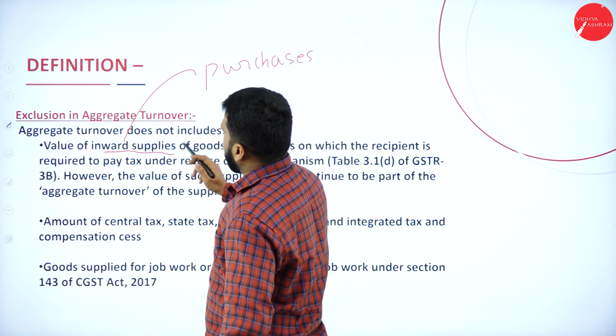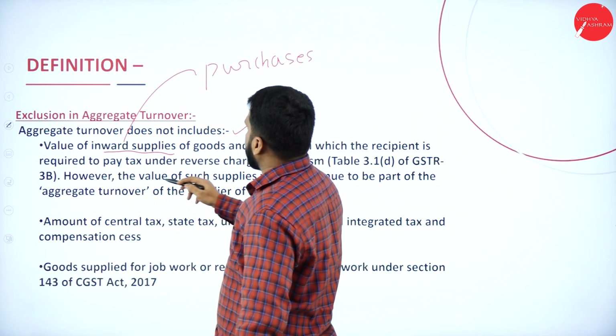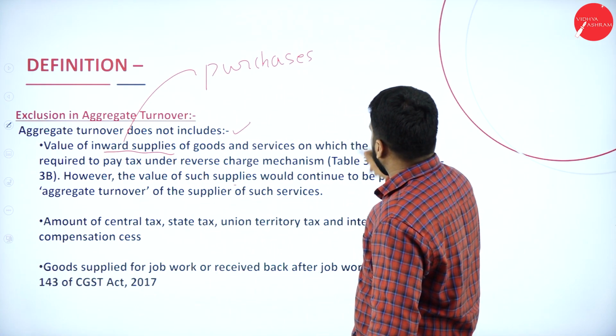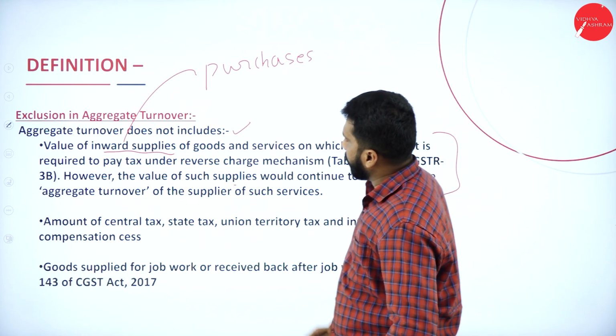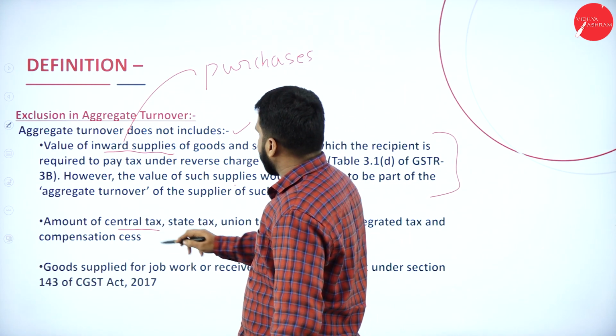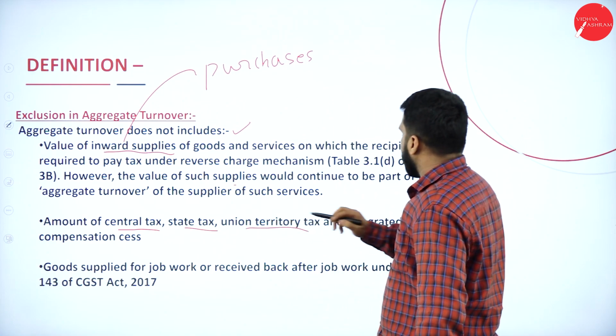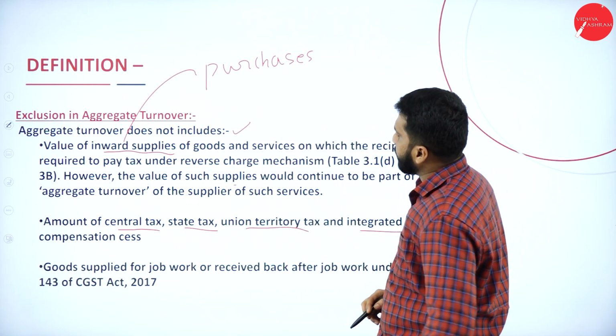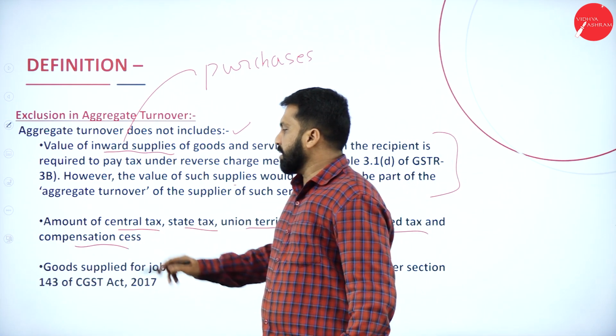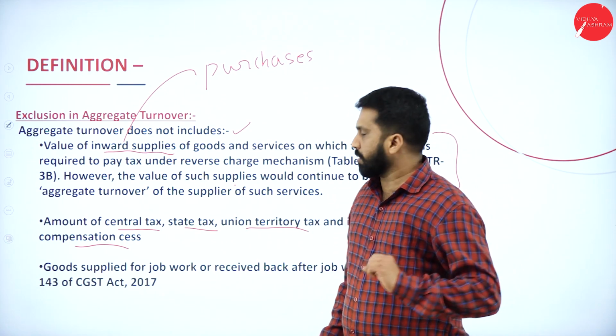Then required to pay. Next, however, the value of such supplies would continue. So all one point only. Next, amount of central tax, state tax, union territory tax, integrated tax, as well as compensation tax. All these things will not come.